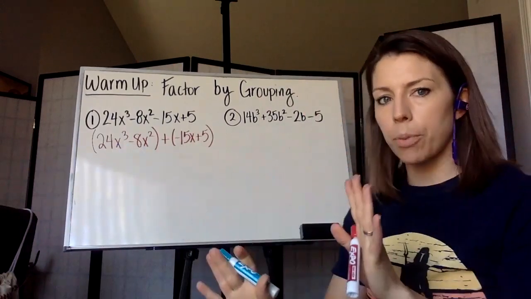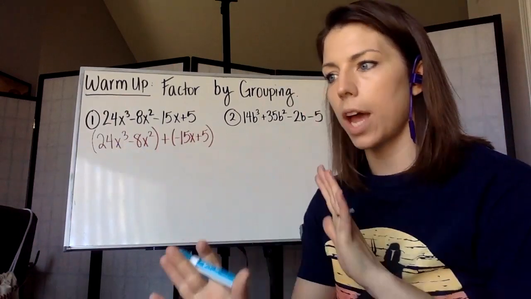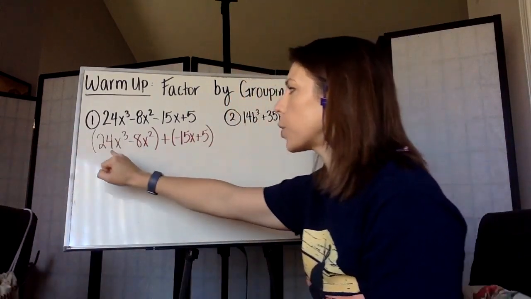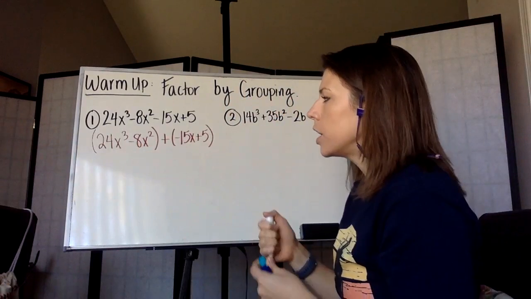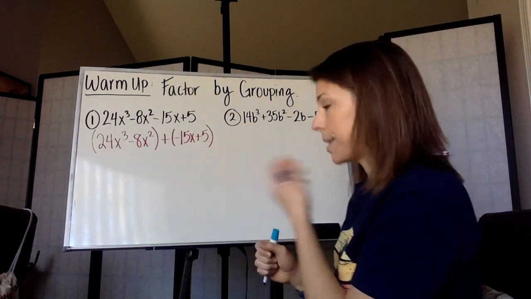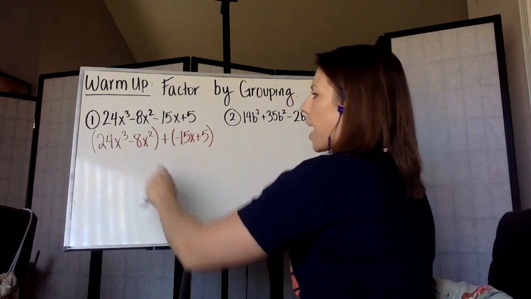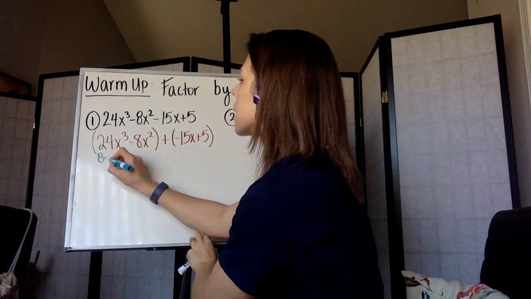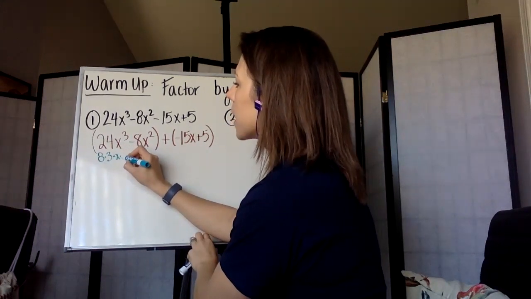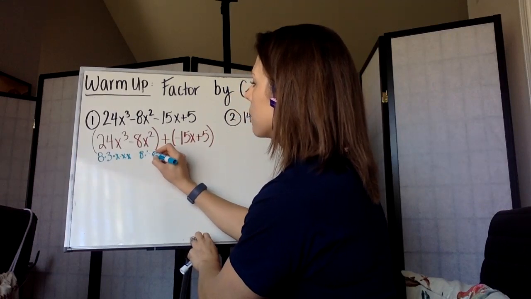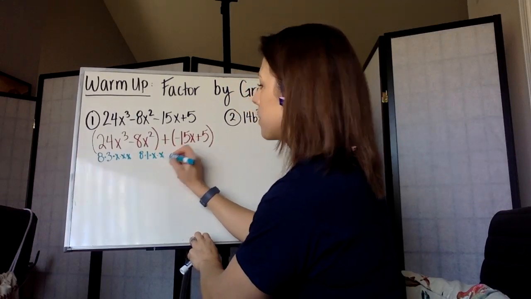Okay, I'm going to do this in separate colors because I think that'll help you see the math a little bit differently. So let's start with 24x cubed and 8x squared. So 24 and 8 have 8 in common, and they both have some x's. So let's see, 24x cubed is 8 times 3 times x times x times x. And 8x squared is 8 times 1 times x times x.